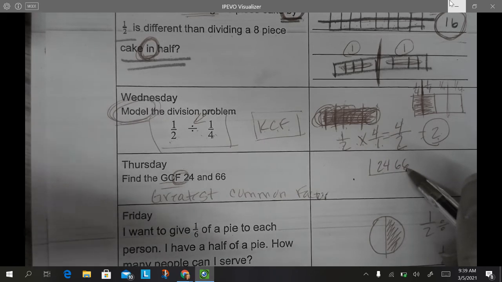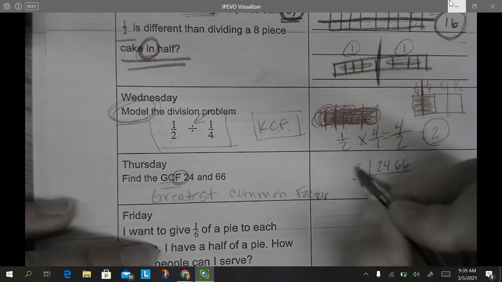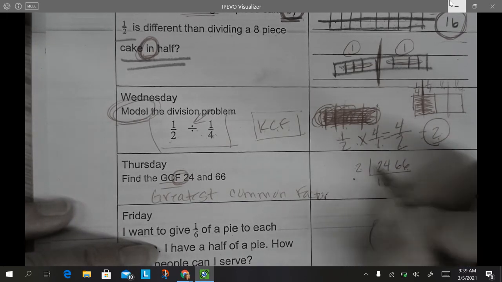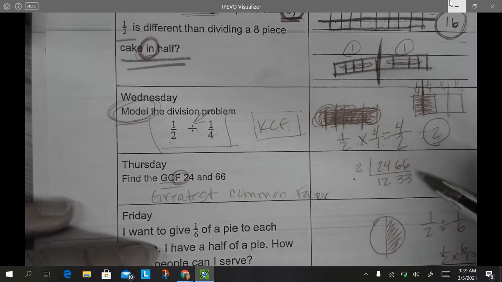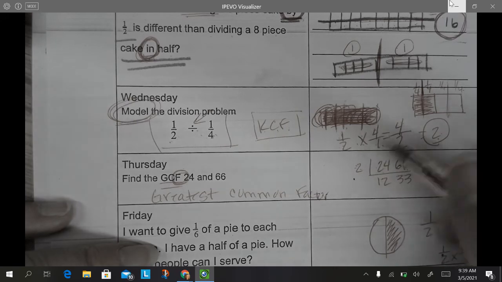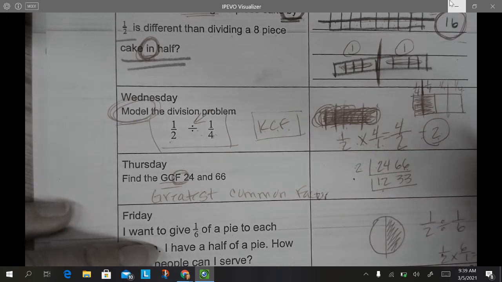Now you know right away they're even, so 2 must be a factor that goes into both of them. Start with what you know. Start with 2. 2 goes into 24 12 times. 2 goes into 66 33 times, I'm sorry. So you know that is absolutely a factor. But now you have 12 and 33 to work with, and I know right away that 2 is not going to work because 33 is odd.